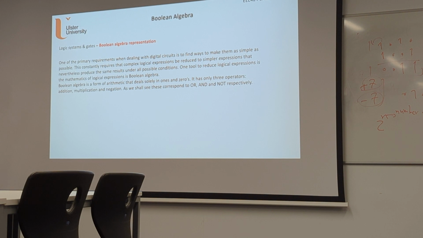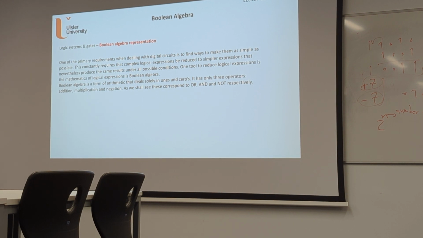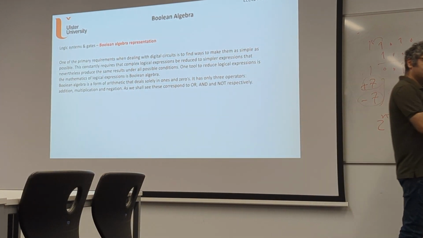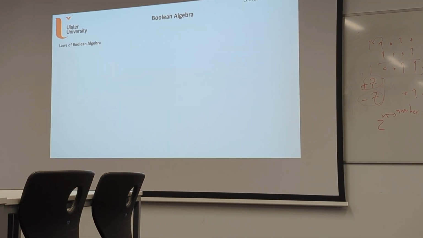Boolean algebra is a form of arithmetic that deals solely in ones and zeros. It has only three operators: AND, OR, NOT, nothing more. And with them, we can extend the expression and reduce the complexity.